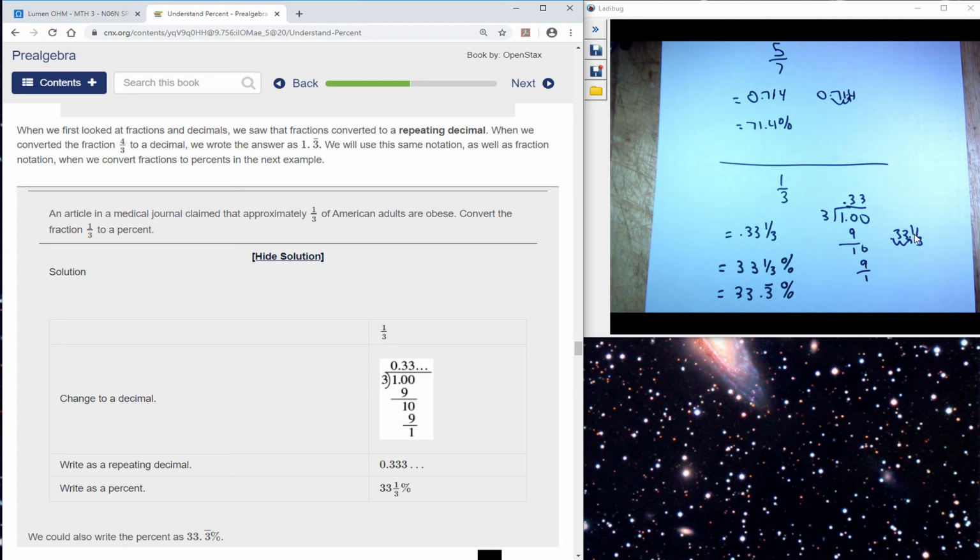And they want to just change that to a percent. So I shift it over 2 places to the right. 1, 2. And I have 0.33 and a third, shifted over 2 places, I end up with 33 and a third percent. It could also be written as 33.3 repeating percent.